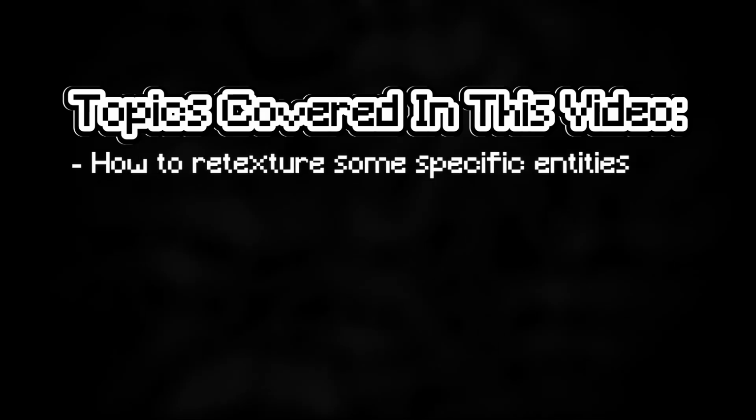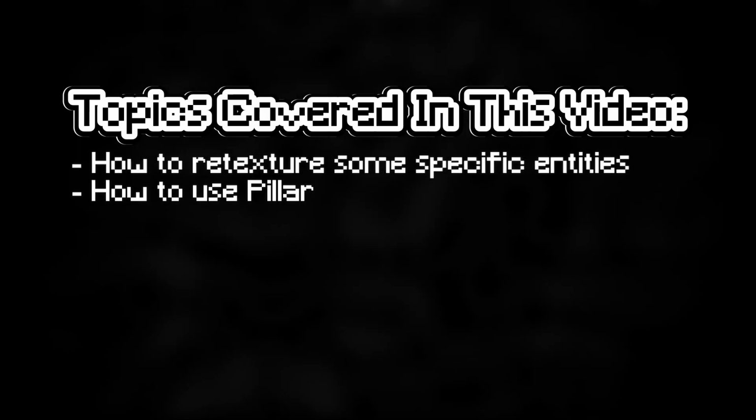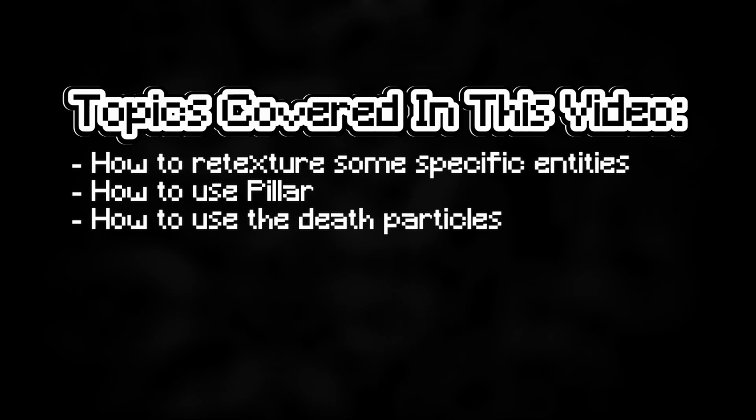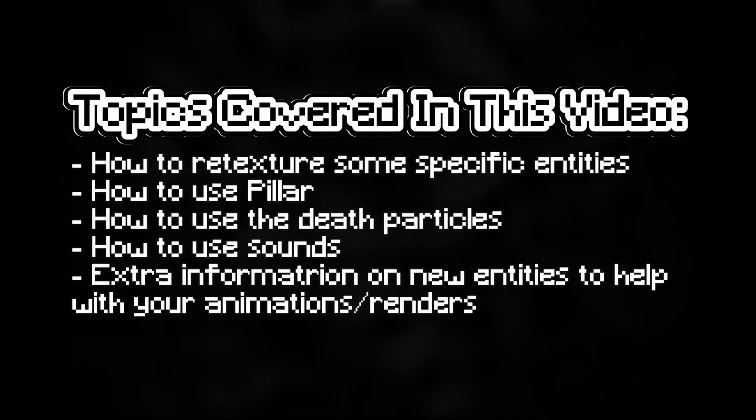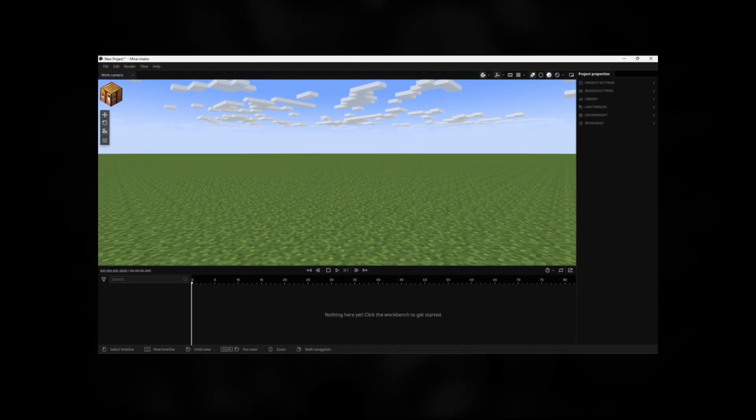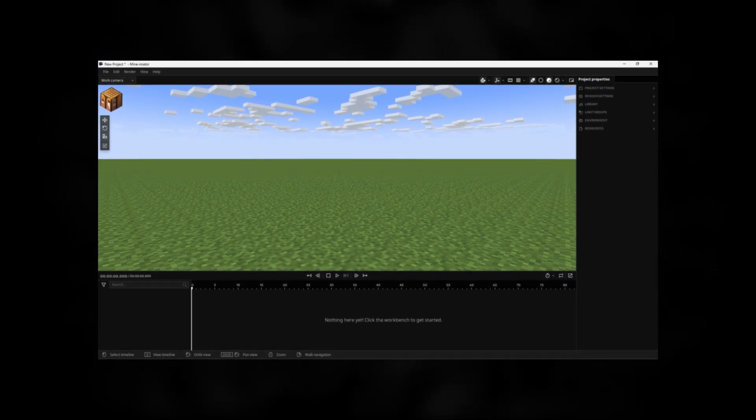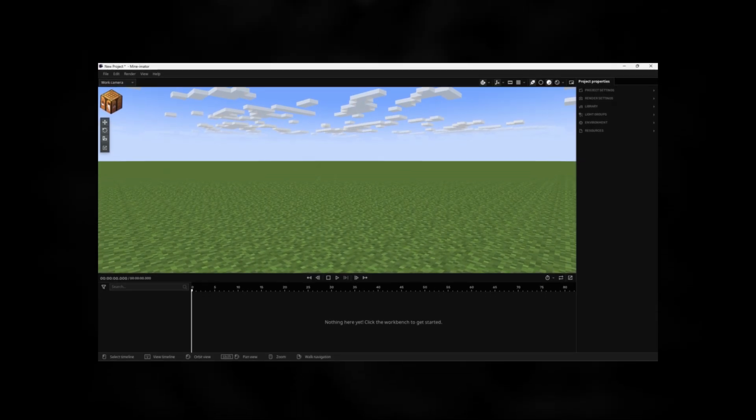In today's tutorial, I'll be covering these topics: how to retexture some specific entities, how to use Pillar, how to use the death particles, how to use sounds, and extra information on new entities to help with your animations and renders. I'll be covering these in only the new UI of Mine-imator, as the old UI doesn't have anything that's massively different from the new UI, so both can be done just the same.